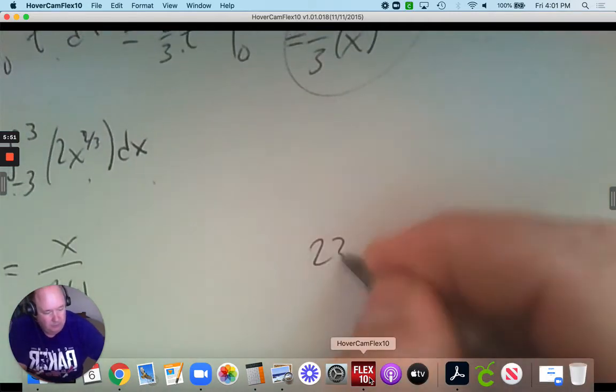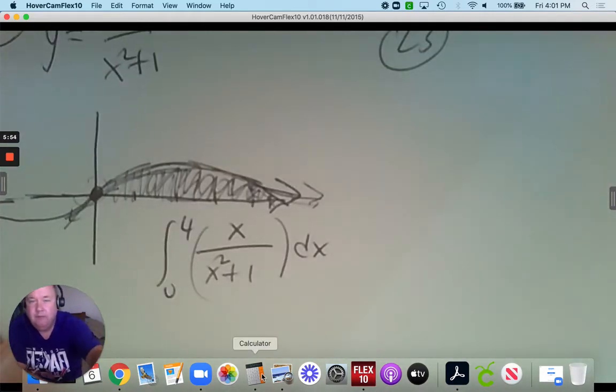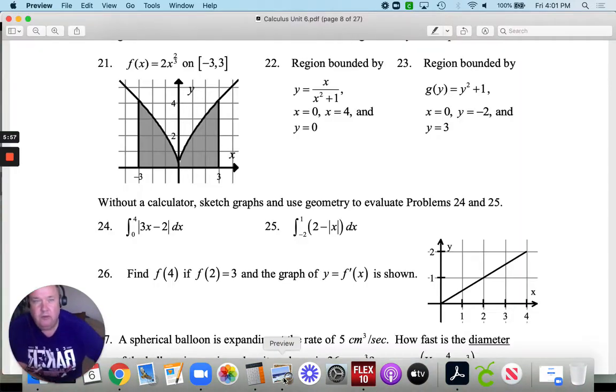All right, number 23. Let's see if we can sketch it. So 23 is x equals y squared plus 1. Now this one's a little different. So let me help you through this. And again, it's bounded by x equals 0, which is the y-axis. Y equals -2. And y equals 3.